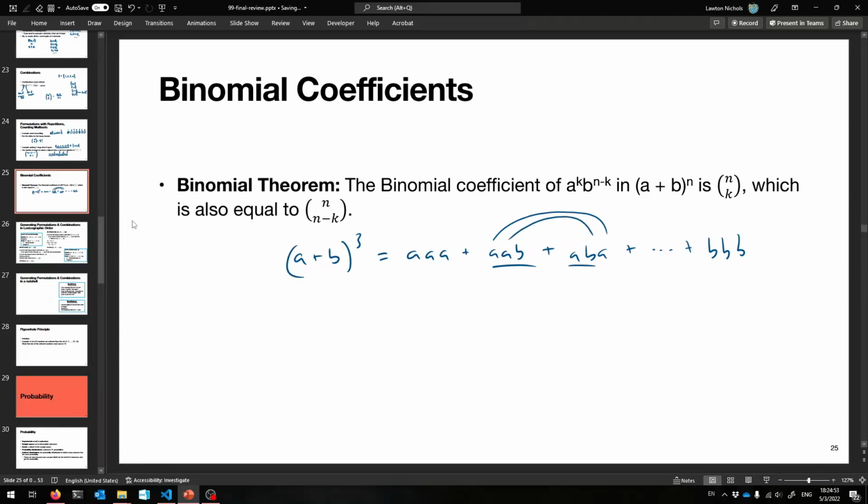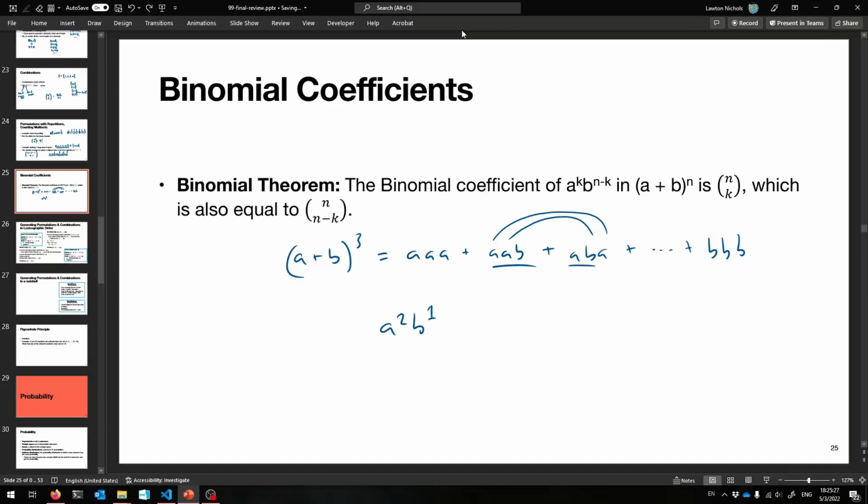And how many do we have? It's n choose k. It's also equal to n choose n minus k. It's kind of like a palindrome, the way that this works. So for example, how many a squared b to the 1 terms do we have? Because that's what this is. How many are there? Well, it's going to be n choose k. So apparently n is 3. What is k? It's the thing associated with the first number, so 2.